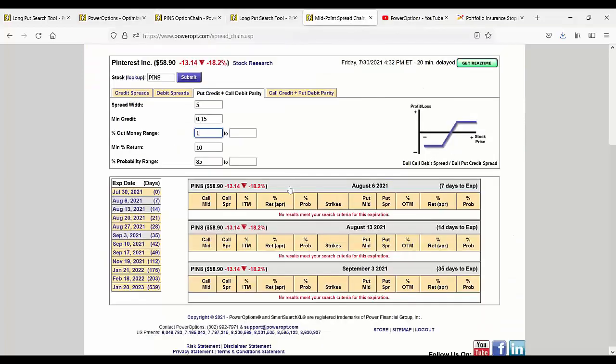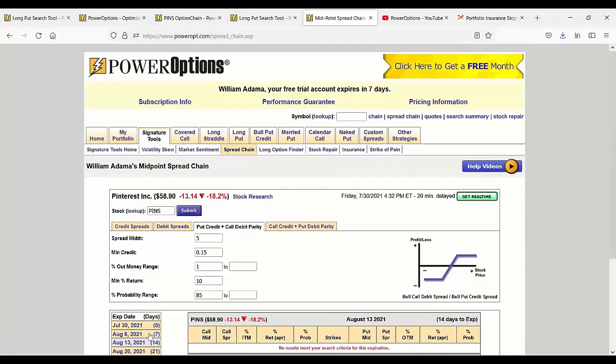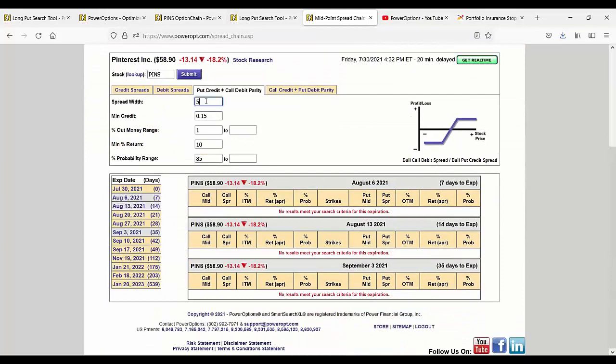So that's good. Why do I mean that's good? If my goal, and I'm using 5-point spreads, is to get at least, okay, we're going to say a 10-cent net credit. Yeah, I want to be 2 or 3% out of the money. I want that 10% return and that 85% probability.